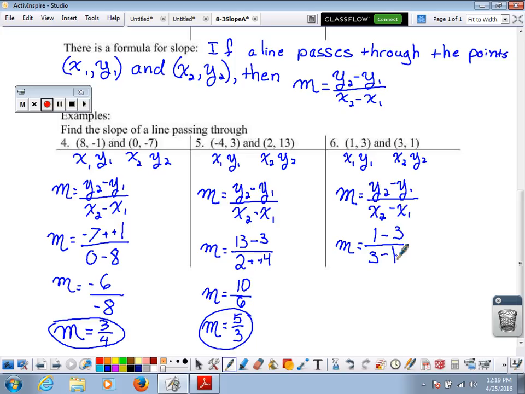Well, Callie, what's 1 minus 3? Think about a number line. Here's 0, here's 1, and you're subtracting 3. Which direction is subtracting? To the left, so you're taking 3 steps to the left. Where are you going to end up? Negative 2. Okay, how about 3 minus 1? Positive 2. Okay, well, remember, negative 2 over positive 2, what does that equal?